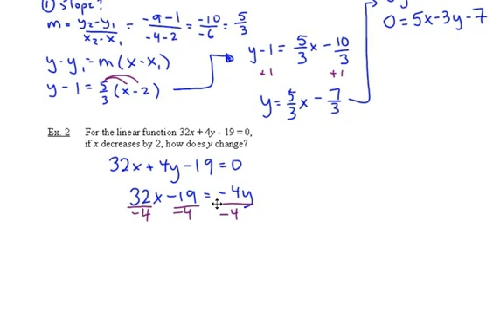Divide by negative 4. Okay, so what's 32 divided by negative 4? Negative 8x. Who cares what x is? Equals y. So what's my rate of change here? Yep, two negatives. Thank you.